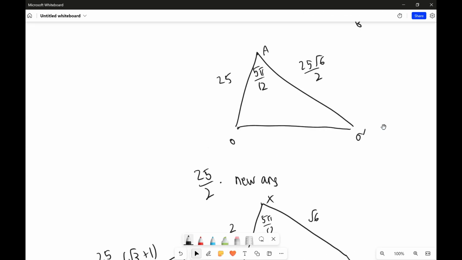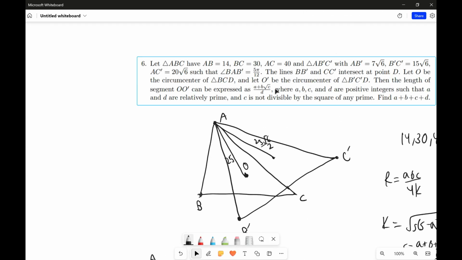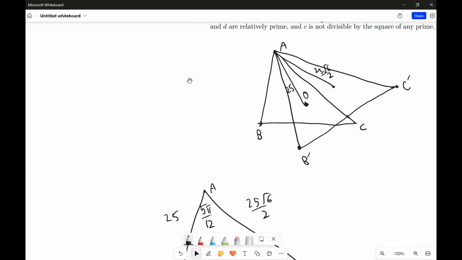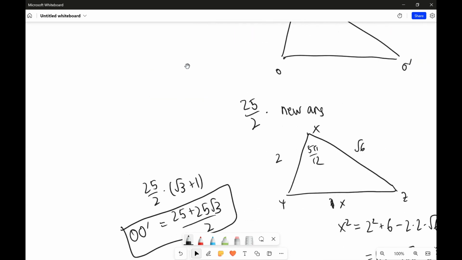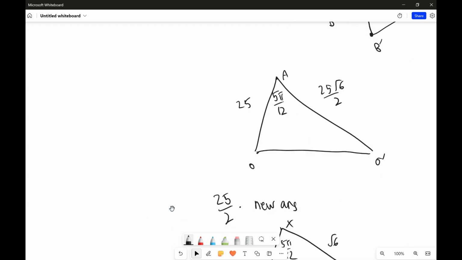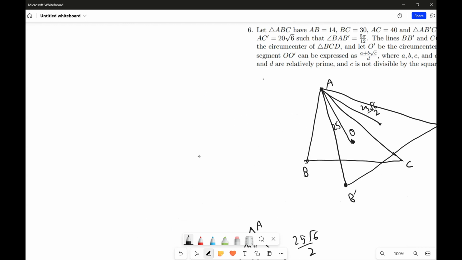And if we go back to our original question, we want to find out what A plus B plus C plus D is. So we have 25 plus 25 plus 3 plus 2, which is 50 plus 5, which is 55.